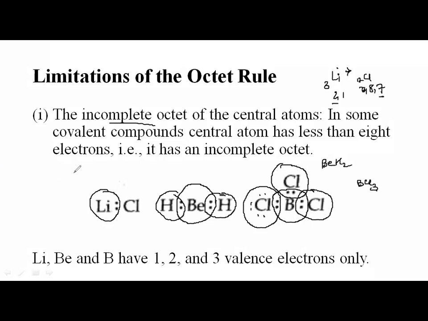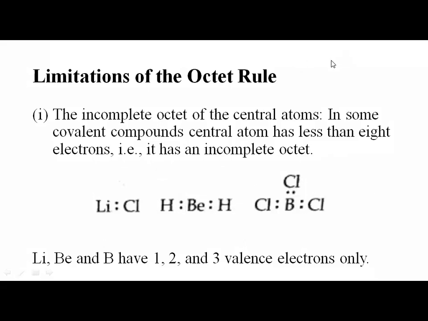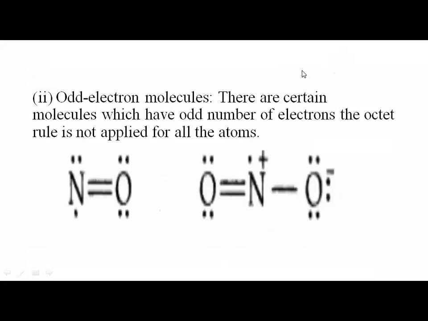And such molecules are said to be electron deficient molecules. Molecules which are poor of electrons. So they are called electron deficient molecules. So this is incomplete octet. Some of the central atoms do not have 8 electrons in their outermost shell, and that is incomplete octet.